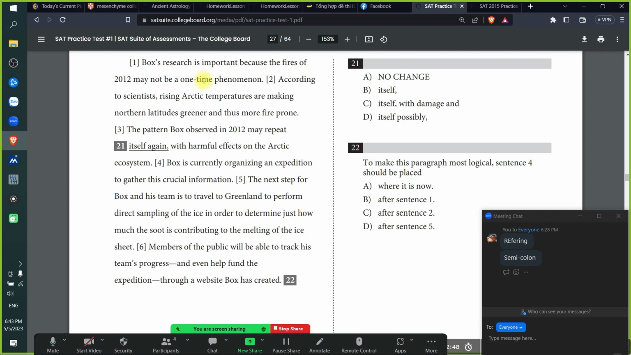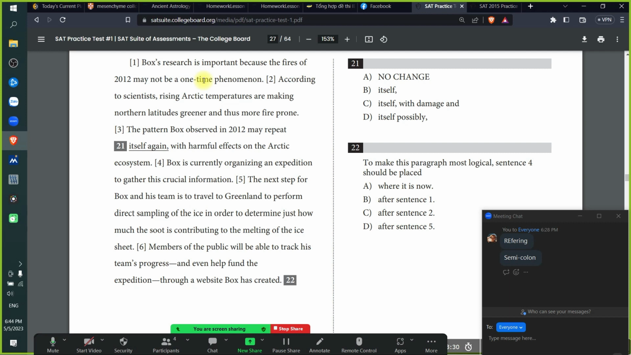Number 1. Box research is important because the fire of 2012 may not be a one-time phenomenon. Box's research is important because the fires in 2012 may not be a phenomenon that happens only once. Number 2. According to scientists, rising Arctic temperatures are making northern latitudes greener and thus more fire prone. Number 2 is, according to scientists, the rise in temperature in the Arctic is making the northern latitudes greener, and so they are more prone to fires.